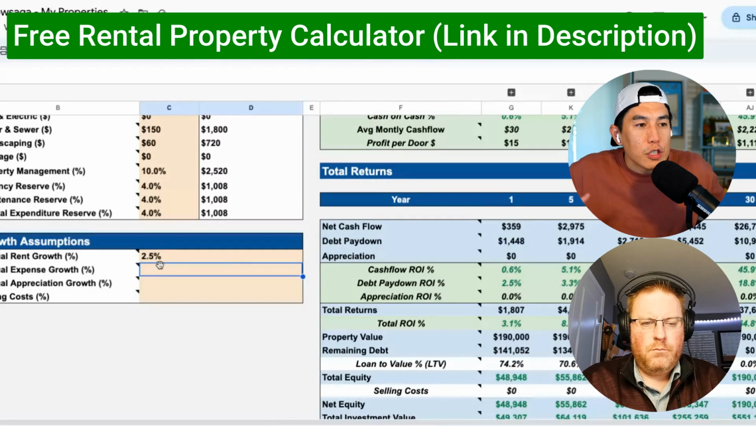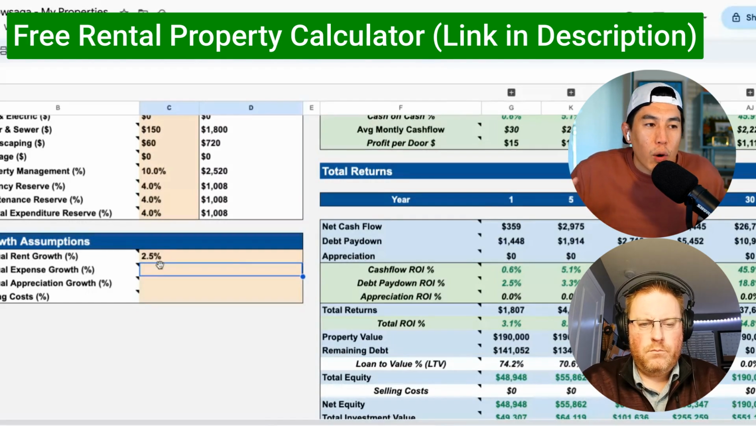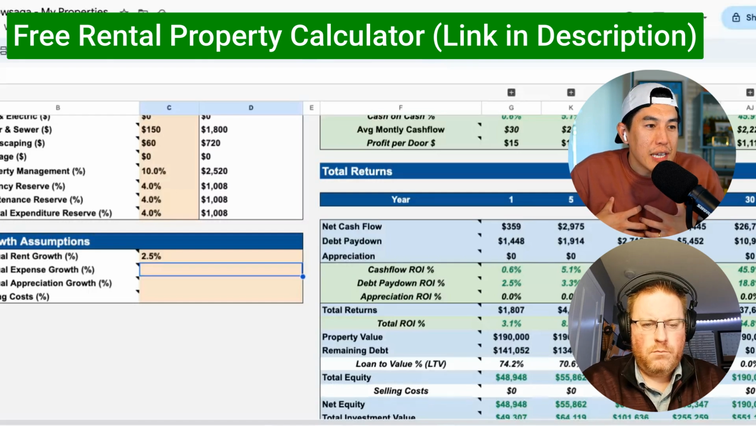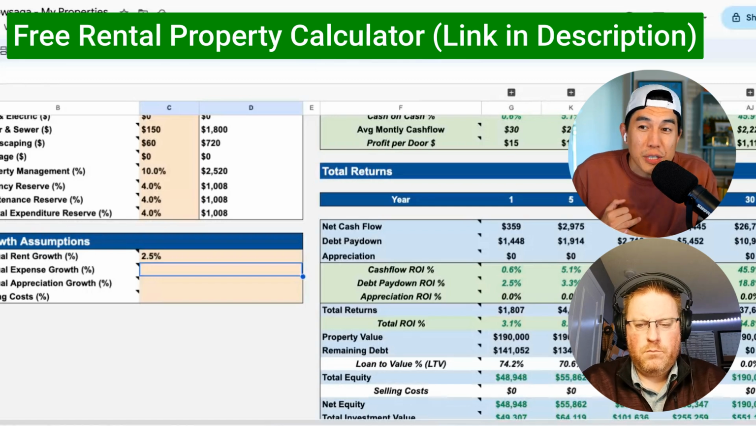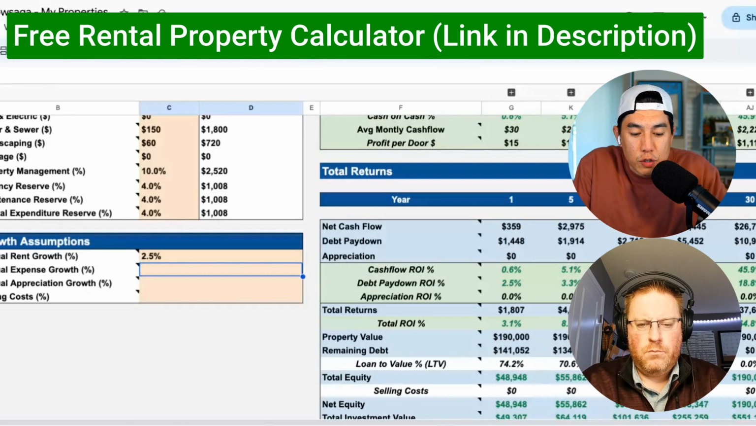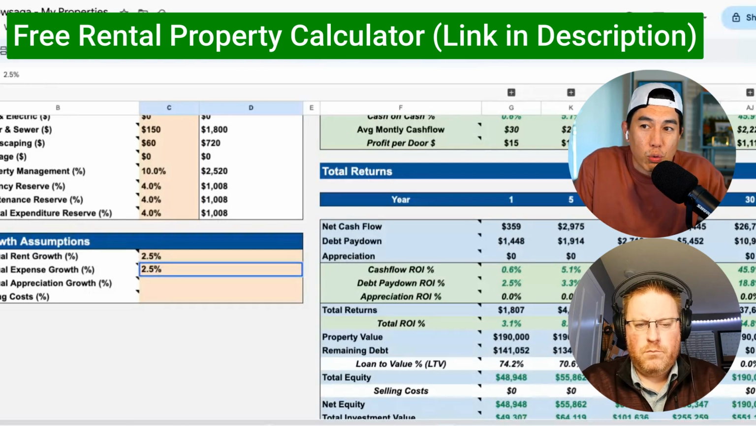You also have to assume your expenses are going to grow as well. And to be conservative again, Mike, I just assume my expenses are going to grow at the same rate as my income. That's just, again, a personal preference. I see a lot of people assume expenses are not going to grow as fast, but with insurance increasing and property taxes and all these things like that, I just like to be very conservative. So I actually hold this constant to the rent growth.